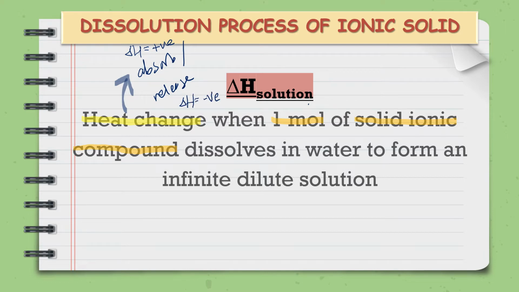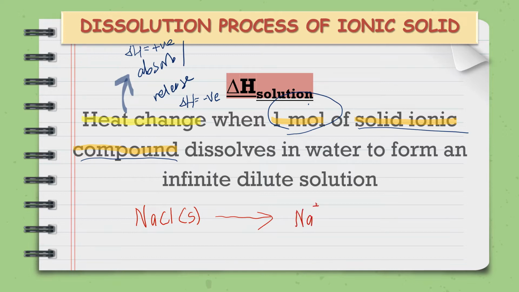And then based on this definition, heat change when 1 mole of solid ionic compound dissolves, our 1 mole must be on this solid ionic compound, like the equation that I wrote down just now for NaCl. So NaCl must be in solid state, and when it is dissolved in water, it will be its respective ions, Na plus aqueous and Cl minus aqueous. The one that you need to make sure is 1 mole is our NaCl.